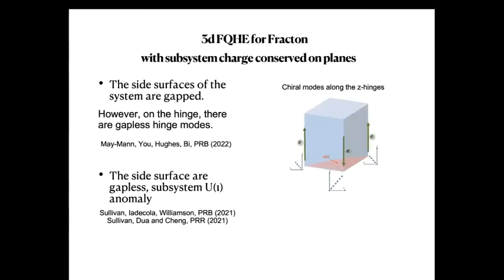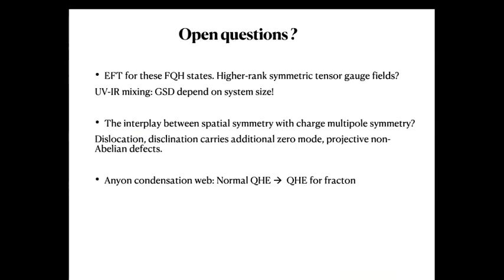Let me summarize some of the open questions. Since we can consider the coupled wire construction from fractional Luttinger liquids, in principle we can obtain the dipole version, or dipole-symmetric fractional quantum Hall state. An open question is how to write down the effective theory, like a higher-rank symmetric Chern-Simons type of gauge theory for such a fractional quantum Hall state.